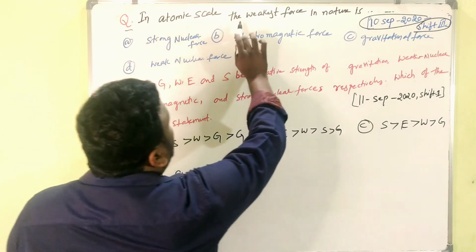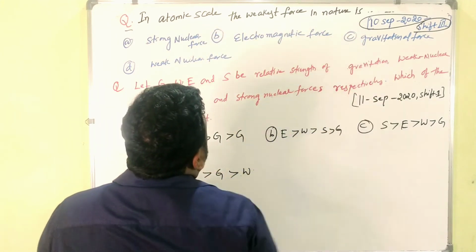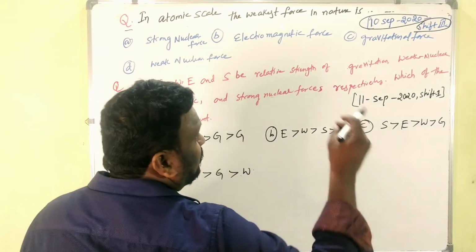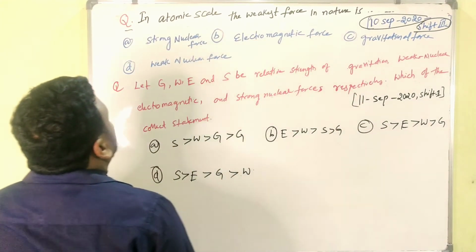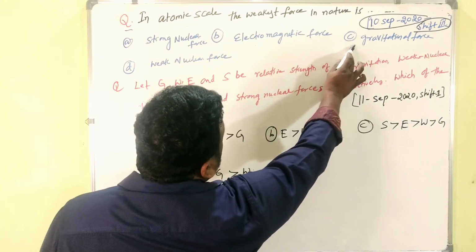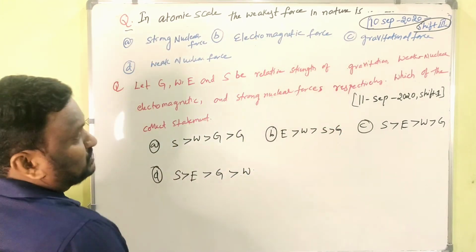In the atomic scale, which is the weakest force in nature? The options are strong nuclear force, electromagnetic force, gravitational force, and weak nuclear force.